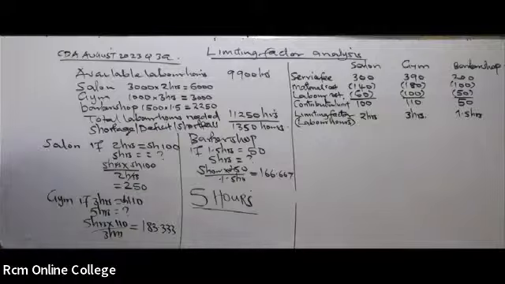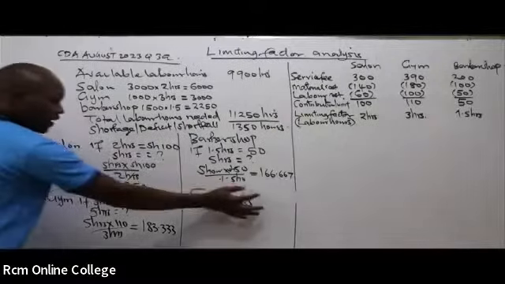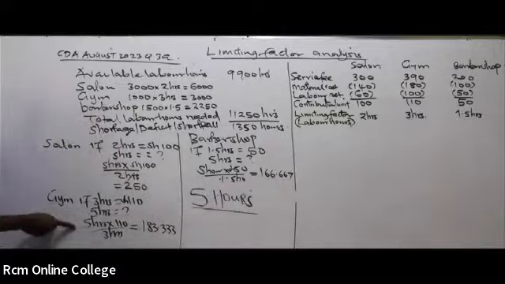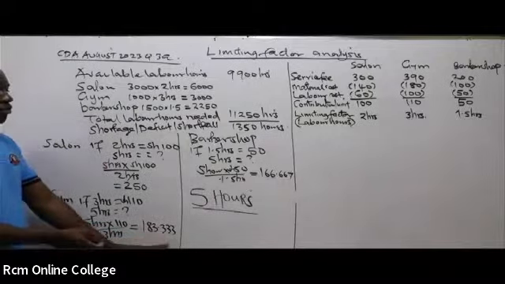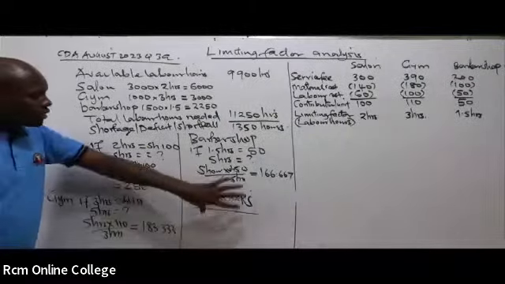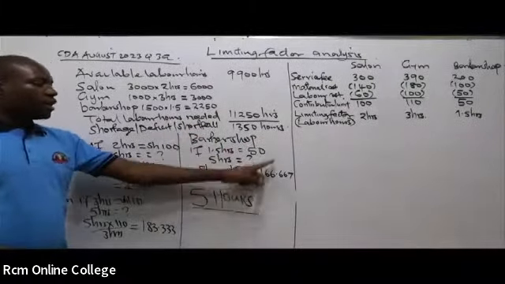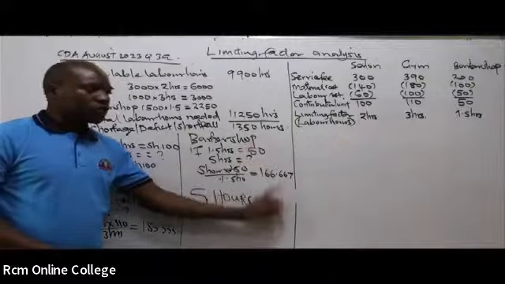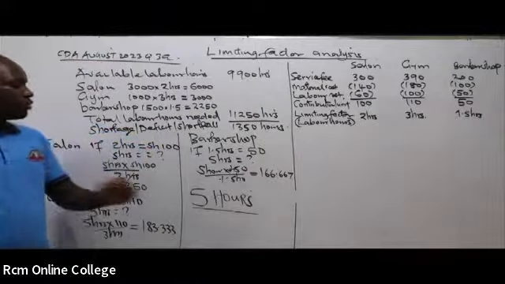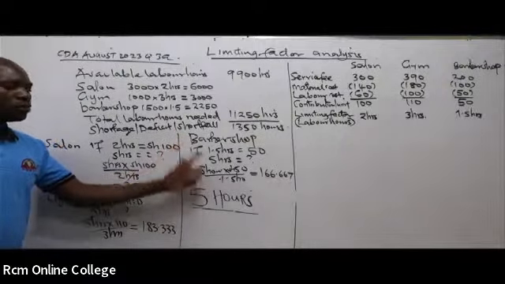And now you are getting this. If I use 5 hours in the salon, I'm getting 250 as my profit. If I were to take the same 5 hours to the gym, I'll be making a profit of 183.33. And if I were to take the same 5 hours and use it in the barber shop, I'll be making a profit of 166.667.